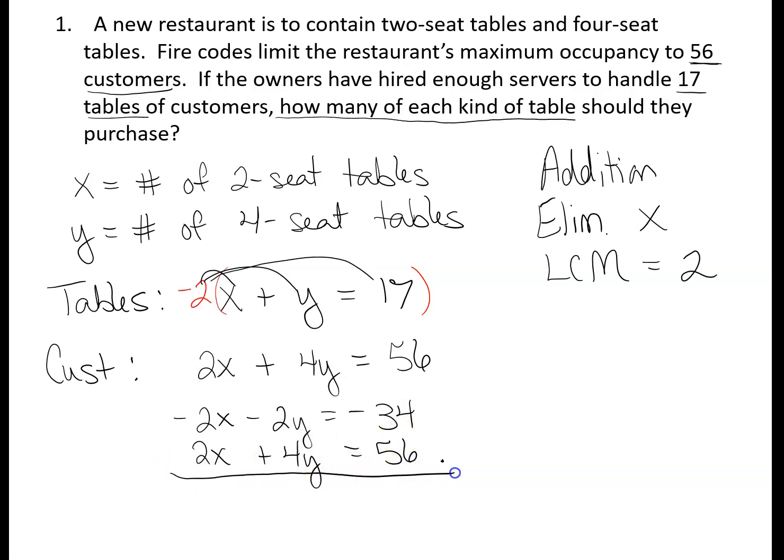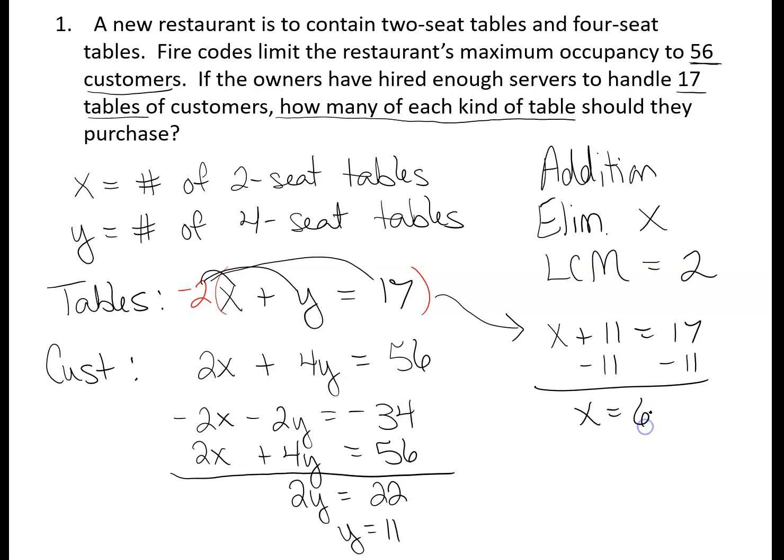And look at your x's now. They have opposite coefficients. So when we add, that's 0. -2y plus 4y is going to be 2y. And 56 minus 34 is 22. So then we divide both sides by 2 and we get y equals 11. All right, then we're ready for x. Let's go to the first equation. Just go back to one of your originals. Plug in 11 for y, so it'd be x plus 11 is 17. Subtract 11, and we get x is 6.